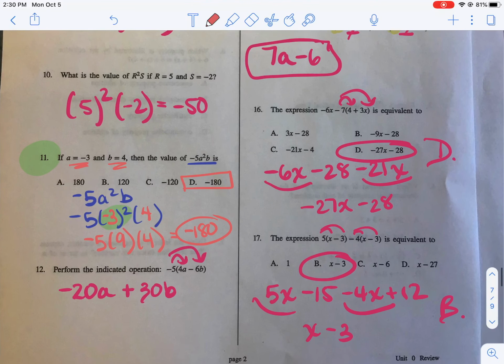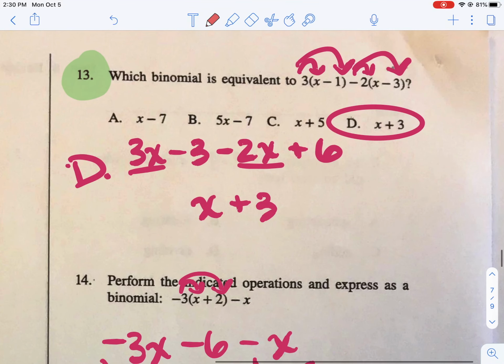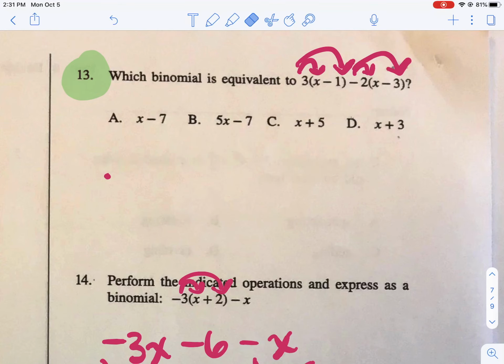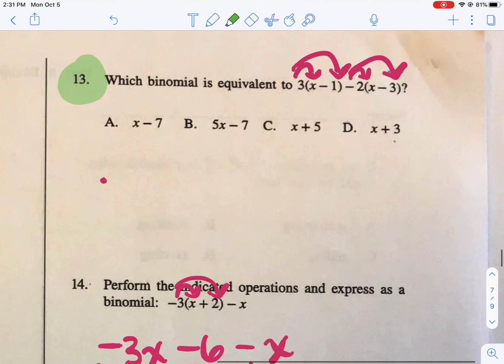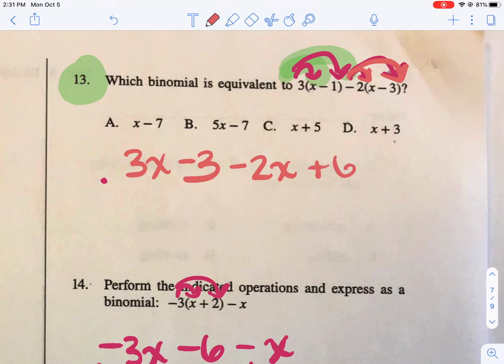Okay, and then let's look at number, what one did I say? I thought I had 13, perfect. So this is a double distributing question, but we got this, no problem. First thing we're gonna do is distribute twice. So 3 times x is 3x. 3 times -1 is -3. -2 times x is -2x. -2 times -3 is +6.